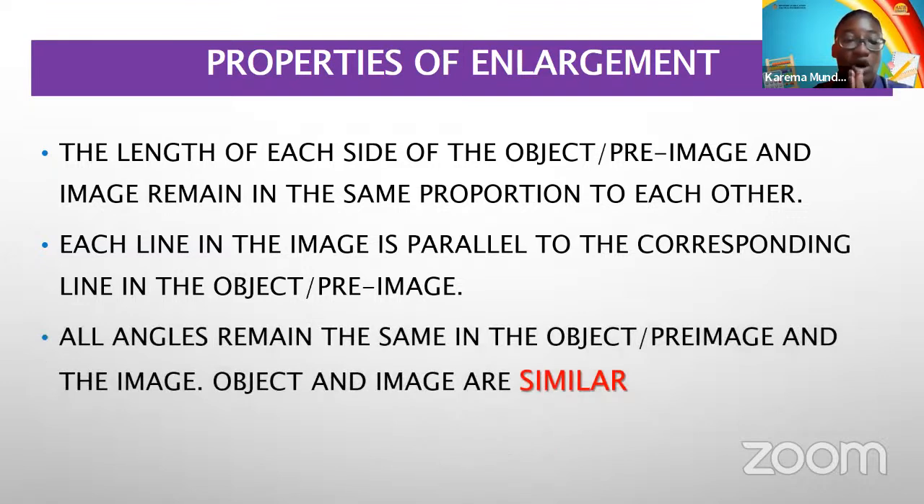We also noticed that all the angles remained the same, and we looked at that. So even though the lengths were proportional to each other, so sometimes they were doubled, tripled, halved, whatever it was, when we looked at the angles, they remained the same. And so we said object and image are similar.